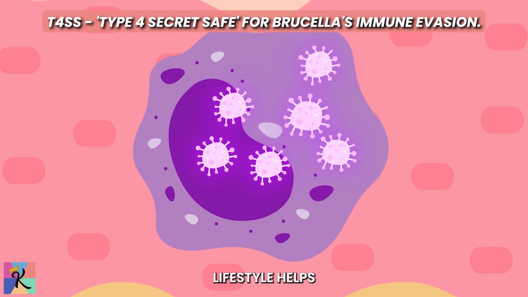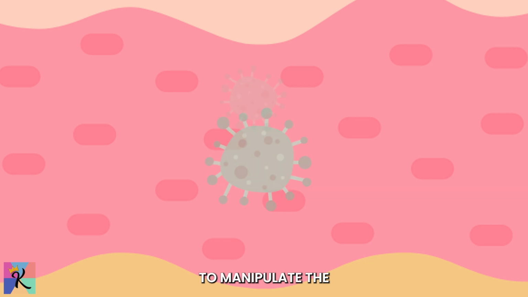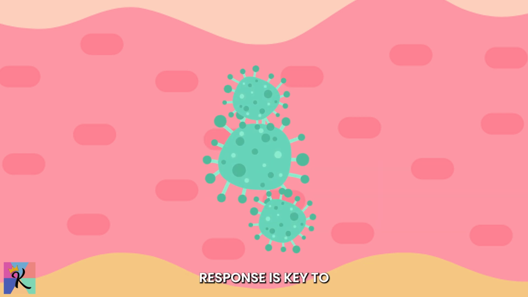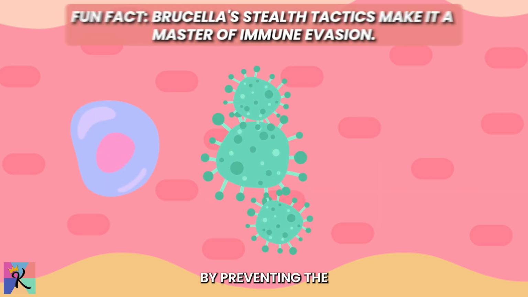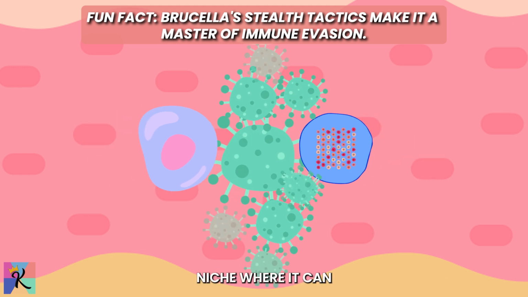This intracellular lifestyle helps Brucella evade the immune response, leading to persistent infection. Brucella's ability to manipulate the host immune system response is key to its pathogenesis. By preventing the fusion of phagosomes and lysosomes, Brucella creates a niche where it can replicate safely.